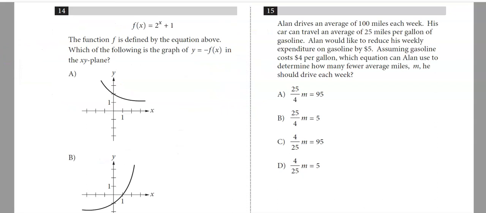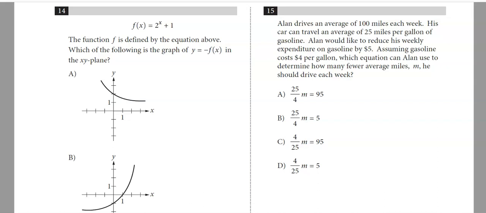All right, number 15. Alan drives an average of 100 miles per week. His car can go 25 miles per gallon. Reduces gas by $5. Gas costs $4 a gallon. Which equation can be used to find how many fuel? There's a lot going on. A couple different ways you can solve this problem here. One is just kind of picking some numbers and doing some estimating.